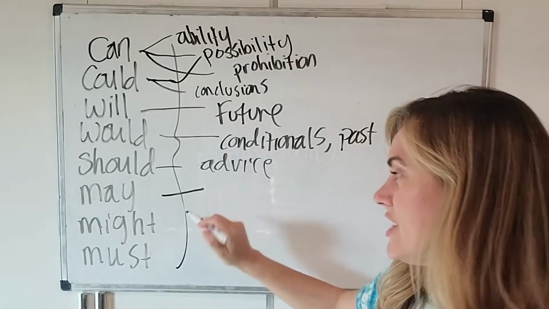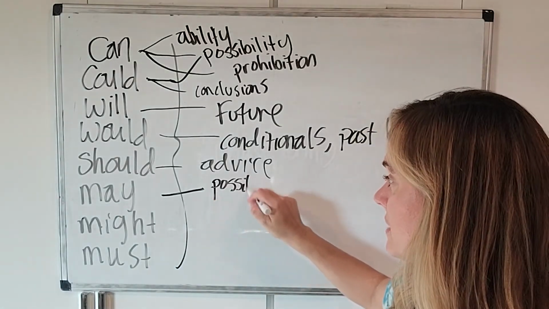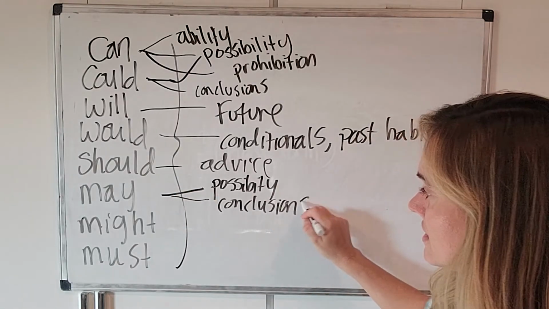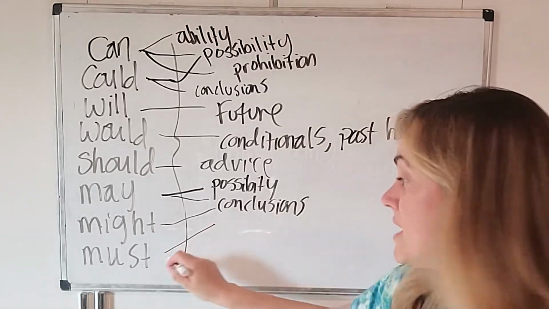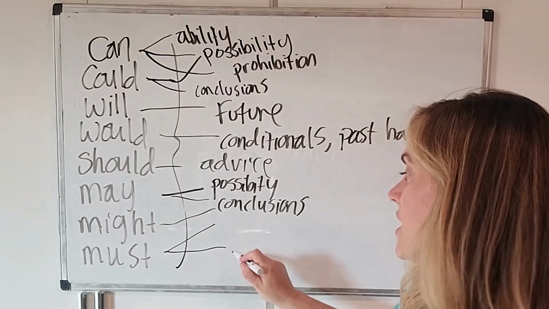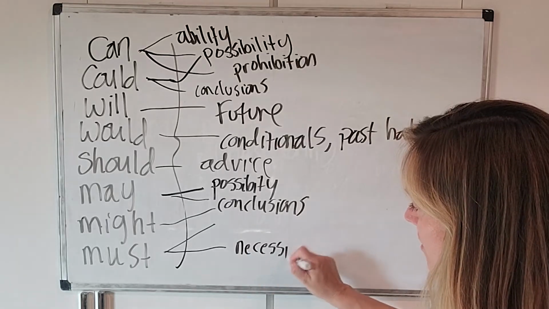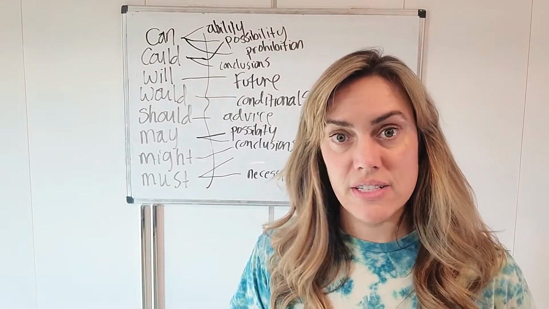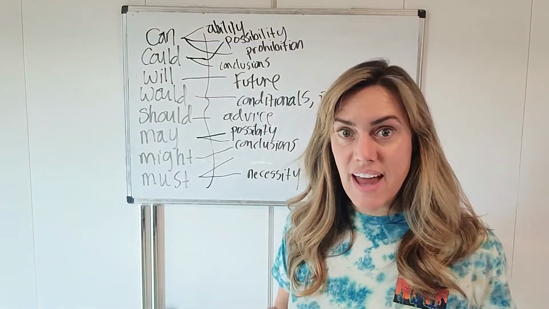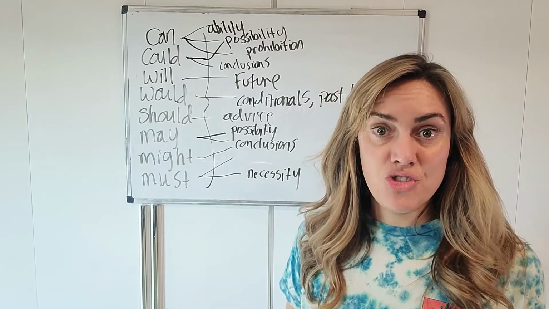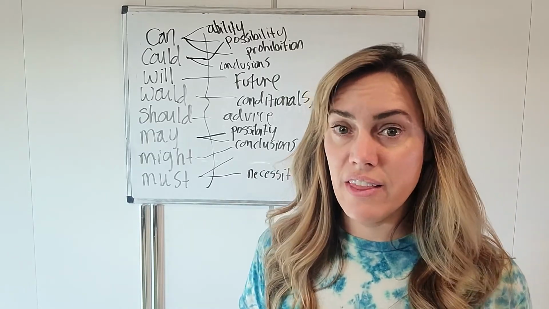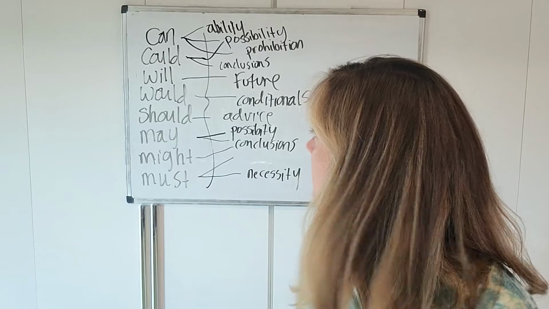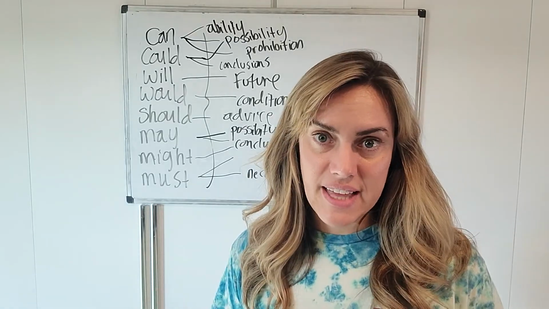May, this one has a lot of uses. It can be used for possibility. It could be used for making conclusions. Same thing with might, same thing with must. Must can also be used to talk about necessity, when something is needed and necessary in order for something else to happen. So you can kind of see now in this video, an intro to modals, what they are, what they look like, how they work with another verb, and all the different meanings that they have.